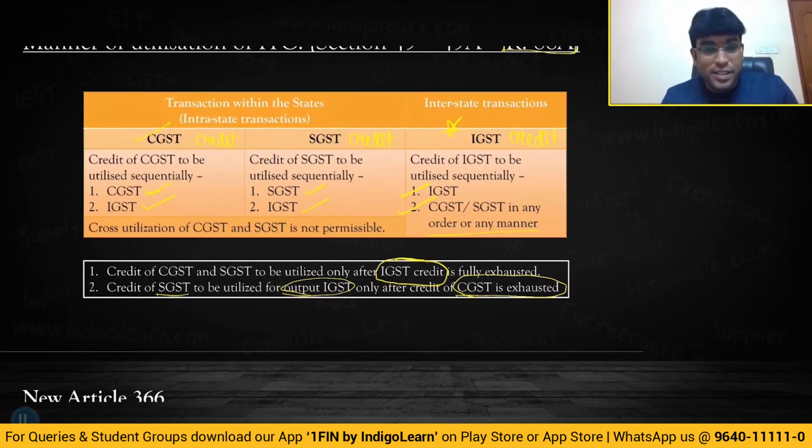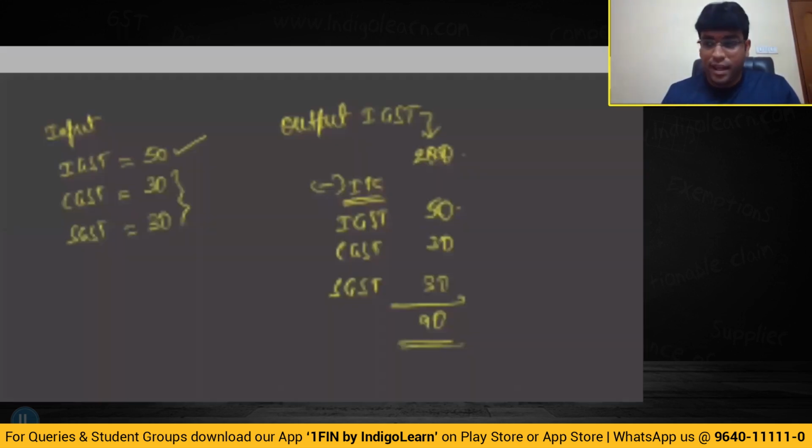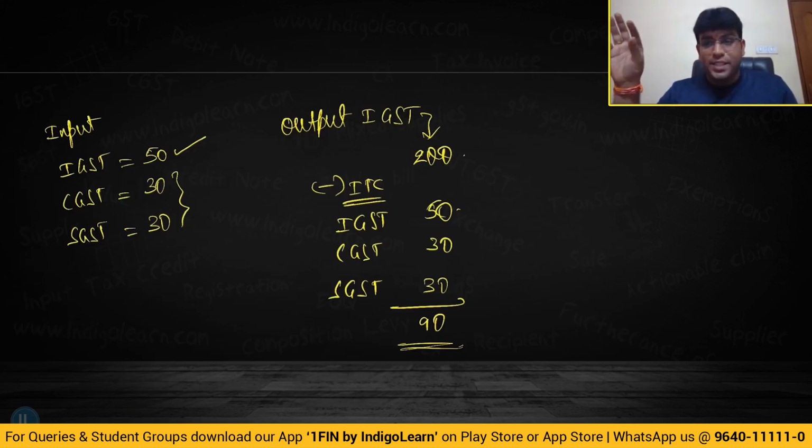Credit of SGST to be utilized for output IGST only after credit of CGST is exhausted. So when you are paying output IGST, first you use your IGST credit. Then after that, use CGST credit first. Then only use SGST credit. Could be a small point, but turns out very important, because any small point can become a question in the exam.